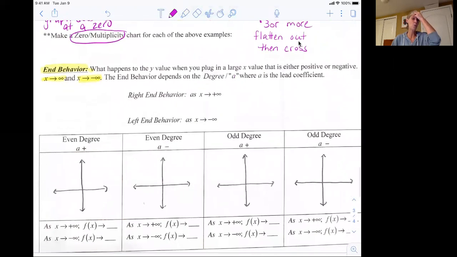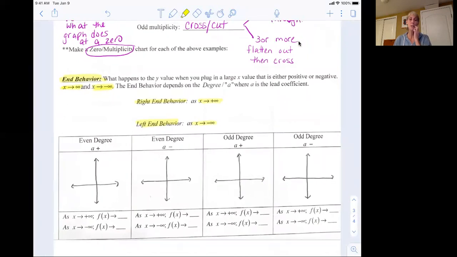We're going to describe right end behavior, as x goes to positive infinity, what's happening to the right. Left end behavior, as x goes to negative infinity, towards the left. And basically, there's 4 possibilities.